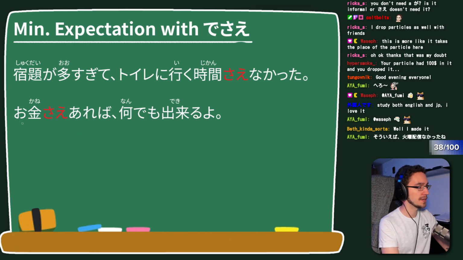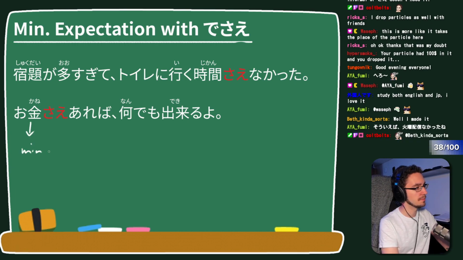Here we just have, again, the minimum required object, right? So the minimum required thing. And again, you don't have ga. お金さえがあれば. This sounds horrible.